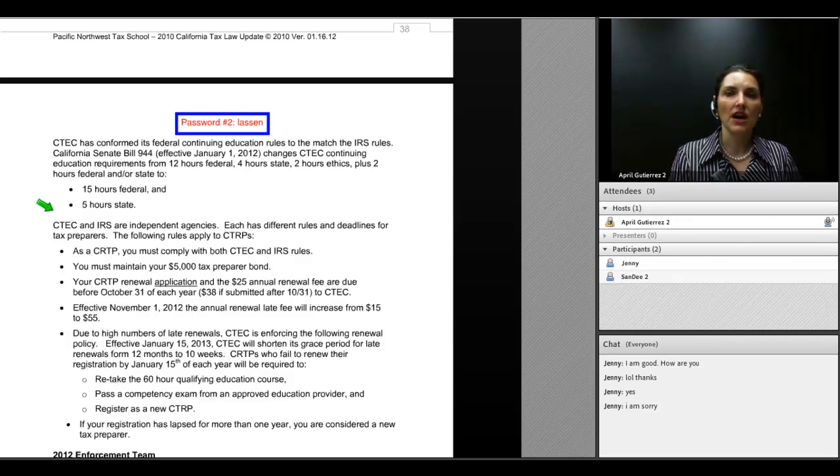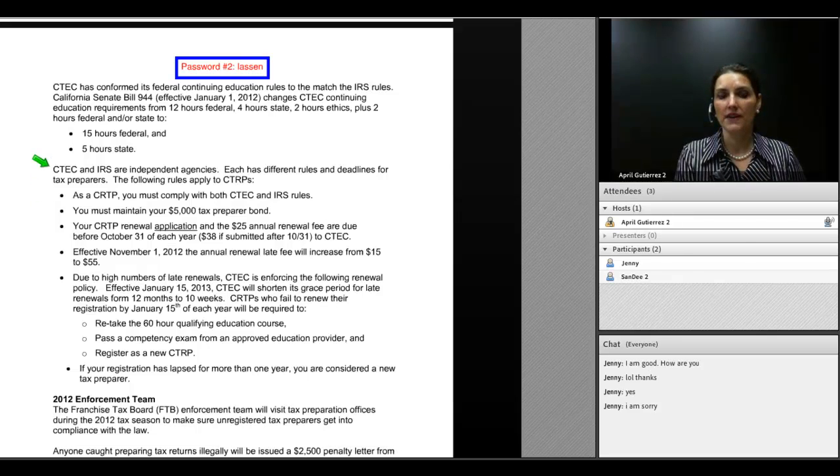But don't believe that just because you got 15 hours of federal, the 15 hours will be accepted by California, because remember, both California and the federal have separate registration processes. In order for federal hours to qualify for the IRS, they have to be from an IRS approved provider. And for those 15 hours to qualify for California, they have to be from a CTEC approved provider. So naturally, if you choose a provider who is approved by both agencies, both CTEC and the IRS, then the same continuing education hour would qualify at both federal and CTEC levels.